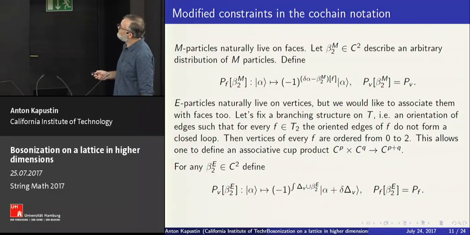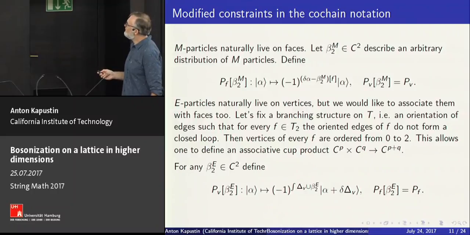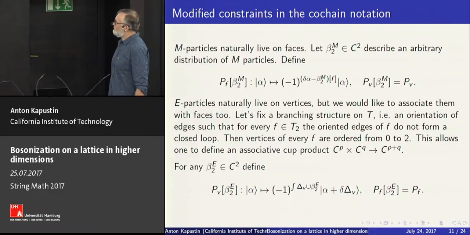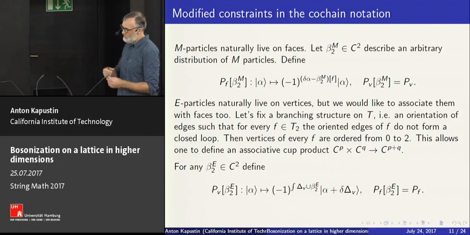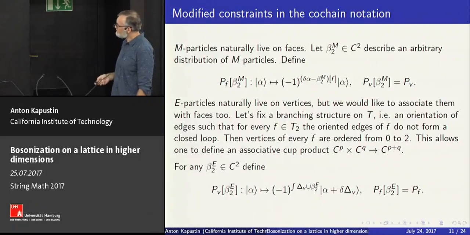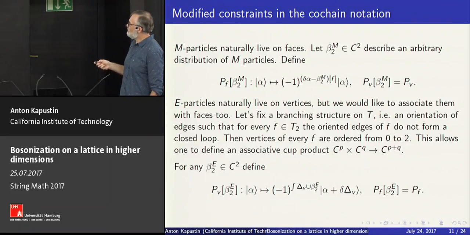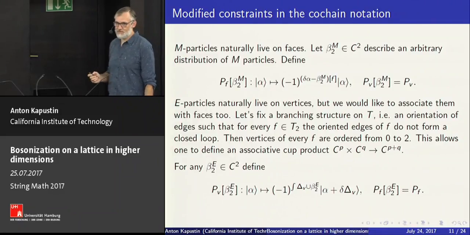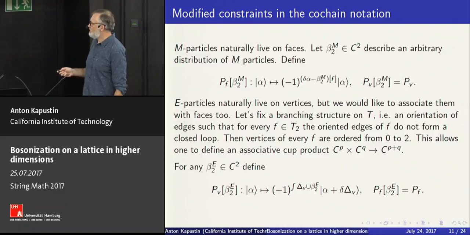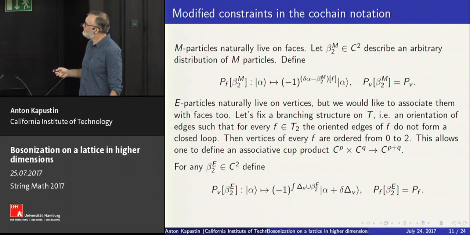Now for the E particles, it's a bit trickier because E particles naturally live on vertices, but I would like to force them into the same formalism. For that, I need to add some extra structure on my triangulation, for example a branching structure. That is an orientation of edges such that for every face, you don't have any closed loops of orientations, so one orientation is opposite compared to the other two. That gives you a natural order on vertices, so I can identify every two-simplex with a standard two-simplex. Then I can define a cup product on cochains, which you couldn't without this identification. It's associative but not commutative, but that's not important for me. I just need associative.